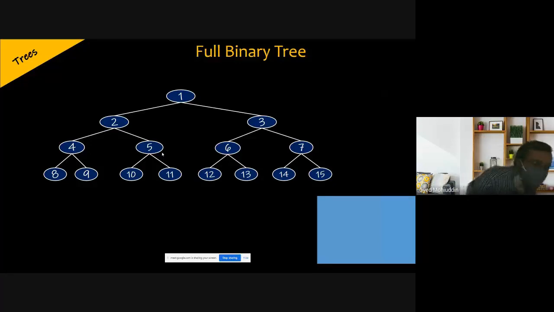But in the general sense, what we say in theoretical terminology is that in a full binary tree, all the non-leaf nodes or internal nodes will have exactly 2 children, and all the leaf nodes are on the same level. So you can see all leaf nodes 1, 2, 4, 5, 6, 3, and 7 are on the same level.